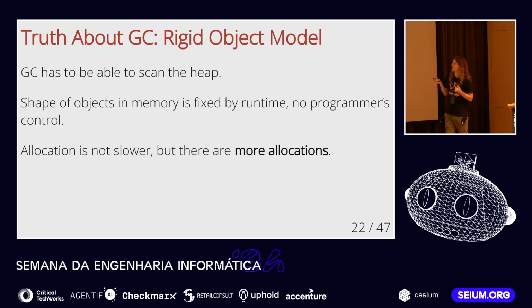The trick is, though, that programs implemented in garbage collected languages tend to allocate more. So although individual allocations are fast, the number of allocations tends to be much larger. This is because for a garbage collector to work, it needs to be able to walk your heap to figure out which objects are reachable or not. And that means that the garbage collector needs to understand the shape of objects in memory. So that means that the language runtime controls what goes into memory. And you, as a programmer, don't have this extra capability.